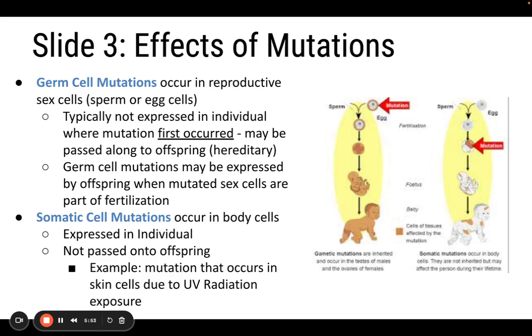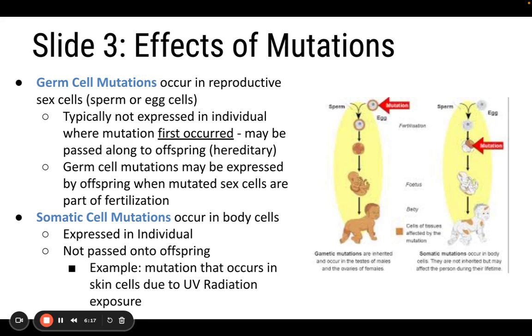When we think about cells that could be affected by mutations, there are two different types of cells to note. The first is a germ cell mutation. This is whenever a mutation occurs in a reproductive cell, so in a sperm cell or egg cell. The DNA sequence is altered, and in that case, the person that the mutation occurred in may not express any changes because it happened only in their reproductive cells.